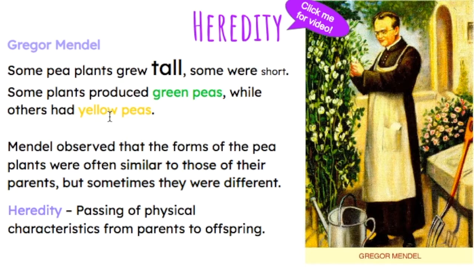And Mendel observed that the forms of the pea plants were often similar to their parents, but sometimes they were different even if they came directly from the generation before. And he called this heredity, the passing of physical characteristics from parents to offspring. So you can think of the word inheritance. You inherited your traits from your parents before you.